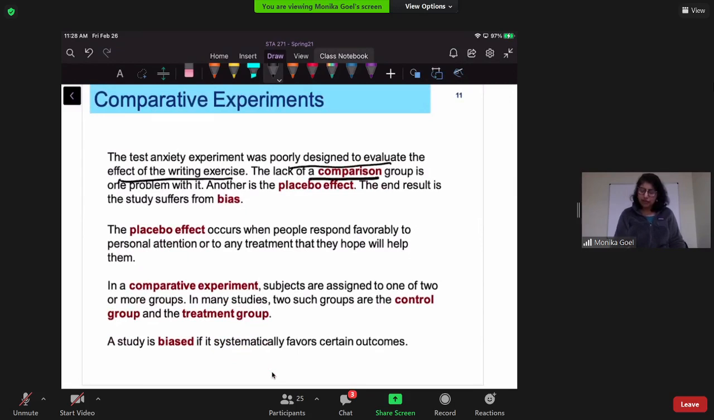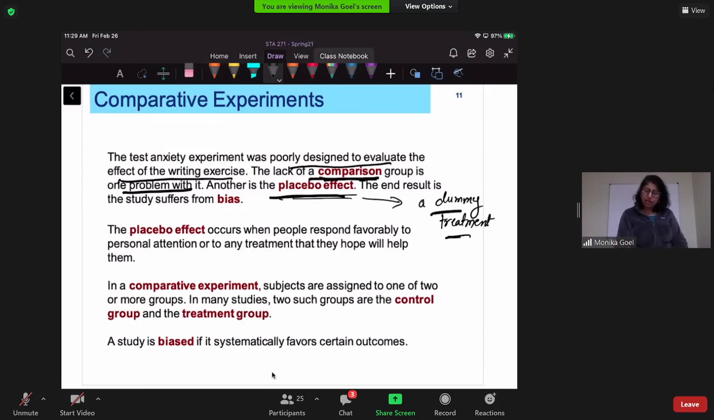So this test anxiety experiment was poorly designed to evaluate the effect of the writing exercise. First, the lack of a comparison group is one problem with it. And the second is the placebo effect. If you are on the biology side or the environmental side, you use this word placebo effect a lot. It is the effect of a dummy treatment. So we use something very similar to the actual treatment, and the subjects cannot tell whether they are getting the treatment or the placebo. A placebo is exactly like the actual treatment, but it is not a treatment. It is the effect of a dummy treatment.